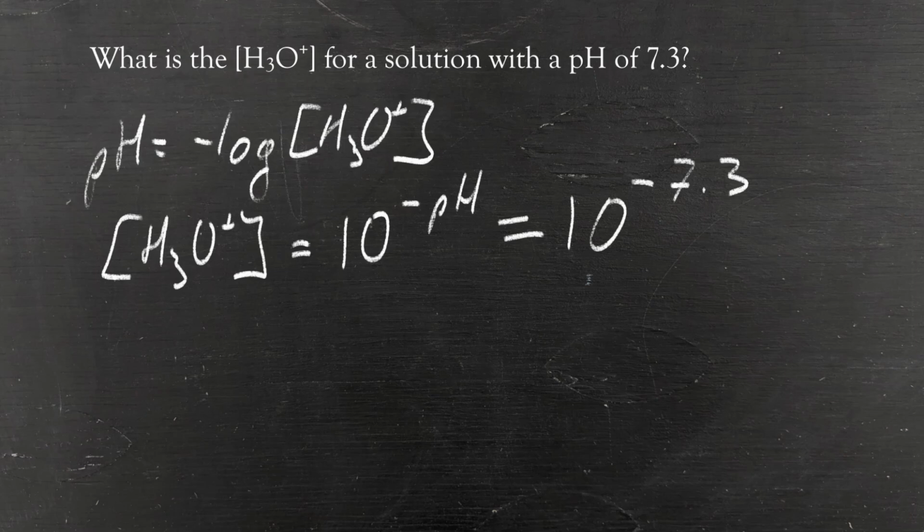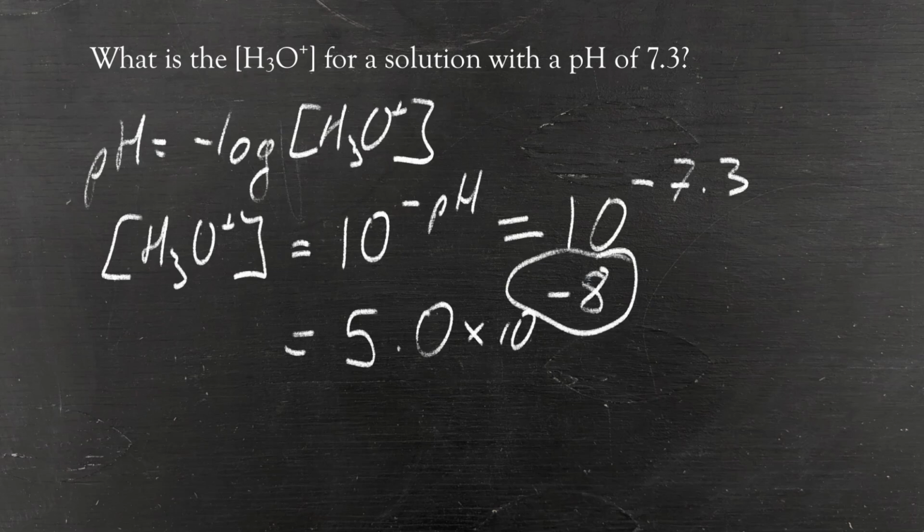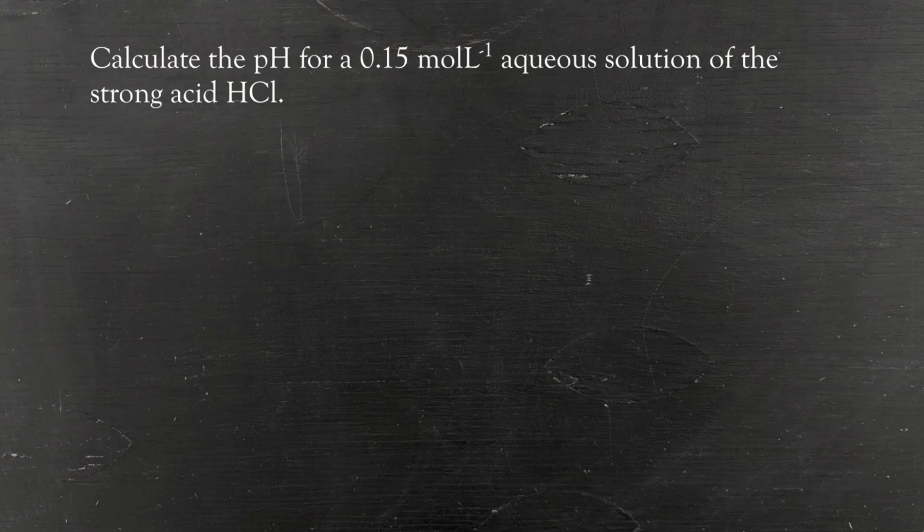And if you were to put this into your calculator, you will find that it is equal to 5.0 times 10 to the -8. And this answer looks sensible because if we look at this exponent here, the -8, if this had been 1 times 10 to the -8, then the pH would have been 8. It's more than that, so the pH should be somewhere between 7 and 8, which it is. It's 7.3.